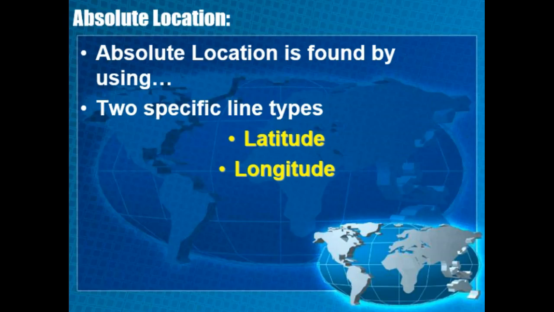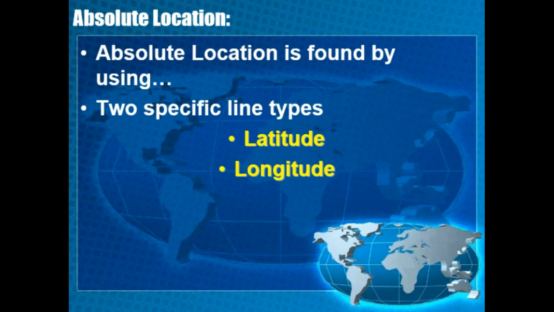Hi guys. Today we're going to look at how to find absolute location. In the last video, we spoke about the difference between absolute and relative location, and we said that absolute location is an exact place on Earth. So if you were using absolute location in the city, you would use your address for somebody to be able to find your house, right?